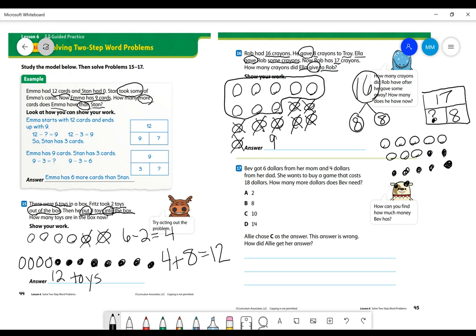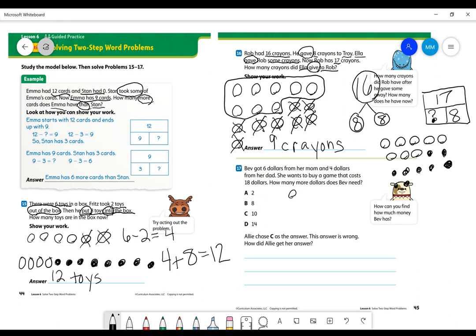Did Ella give 17 crayons? Nope, that's why it's so important. I know I'm saying it over and over again, but make sure that you are reading your word problem more than one time, because what could have happened is I didn't show my work and I could have easily put 17 down because that was the last number I learned. So it's so important that you work your problems out and you read those word problems more than once, maybe even more than twice.